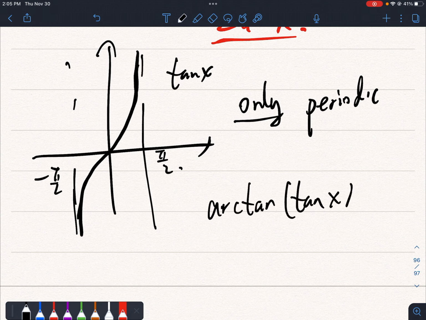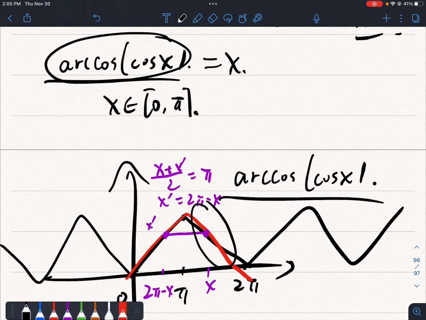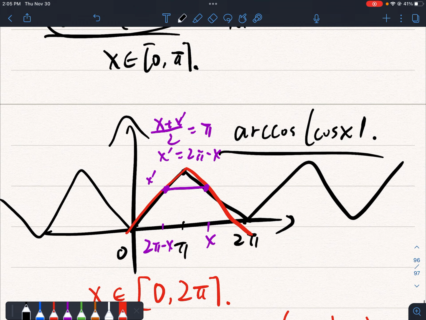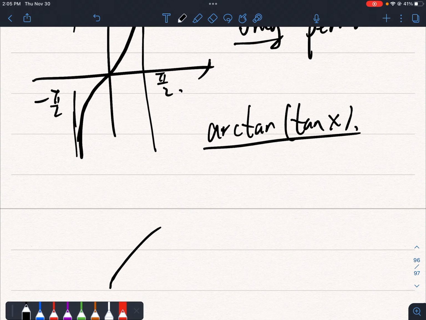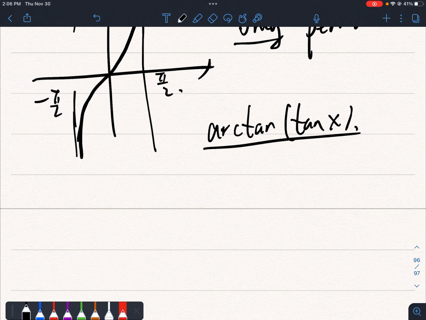So that's why if you sketch the graph, it will be different. Maybe you can take it as an exercise to compute arctan of tan 10. It'll be similar, but you will not see it go down. It will only go up, and then go up, and then go up. It will be like this.